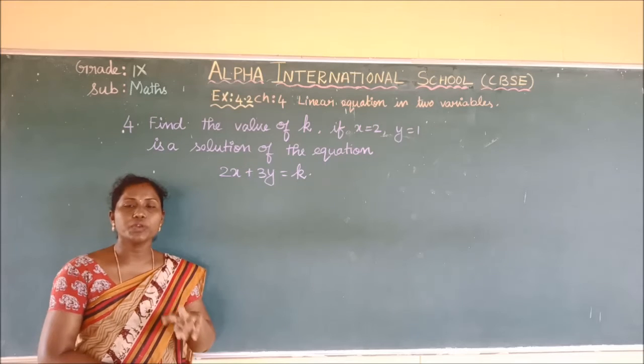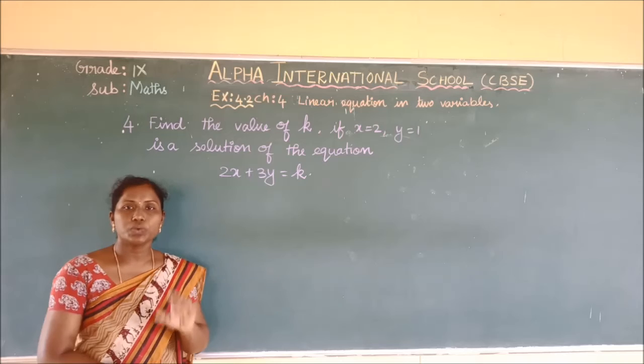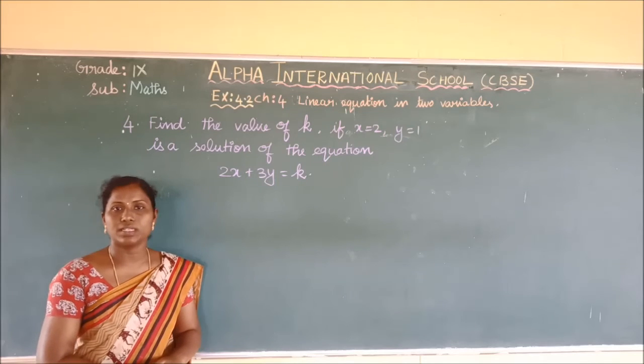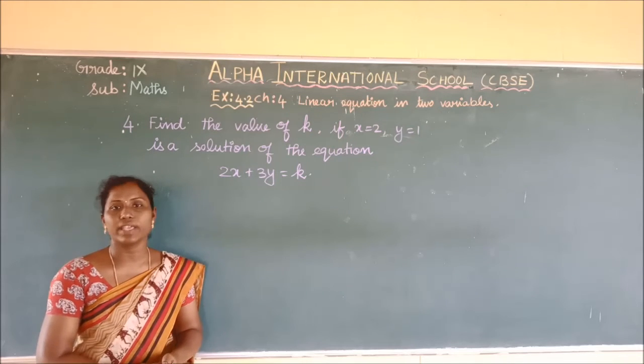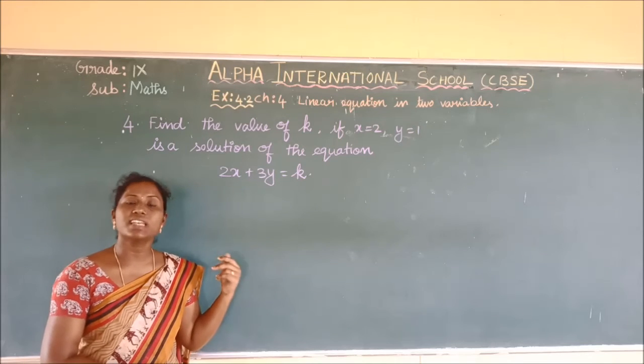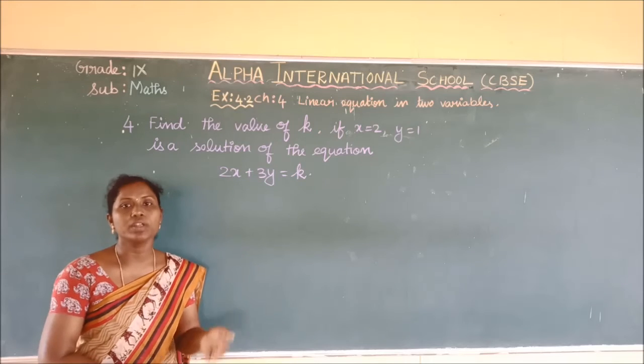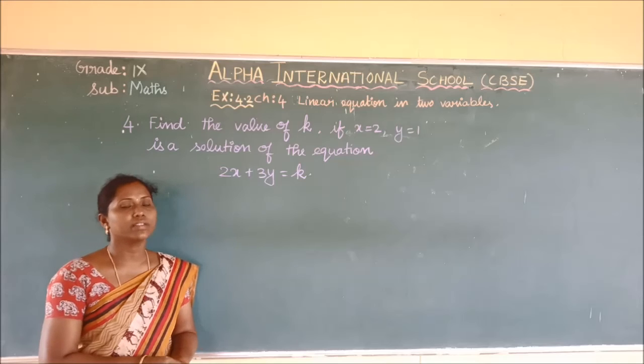If any x and y values are a solution of the given equation, surely it will satisfy the equation, isn't it? In the last problem, I explained it. So if I substitute x is equal to 2, y is equal to 1, it satisfies this equation. So no need to check that. Directly we can substitute and solve to find the value of k.